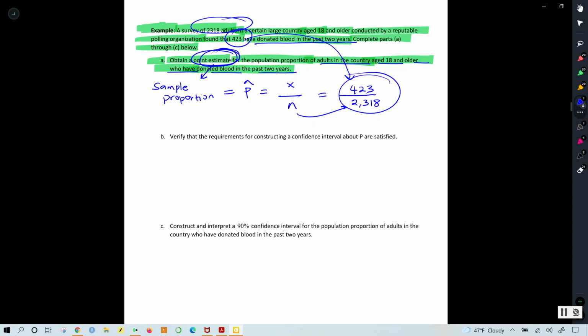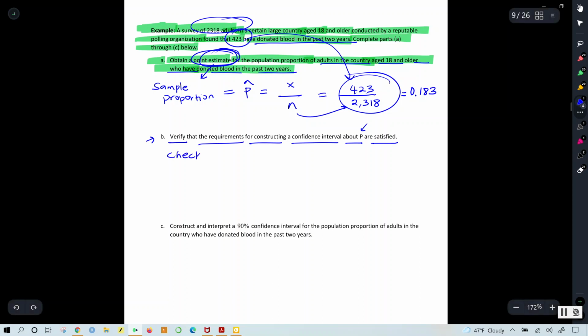So with that concluded, if we like, we can always round this off to a number of decimal places. So I have 0.1825 if we want. If we decide to take it to just 3 decimal places, this will be 0.183. Then question B, verify that the requirements for constructing a confidence interval about the population proportion are satisfied. That will require that we check if the answer for n times p-hat times 1 minus p-hat is at least 10. So let's proceed to check if this condition is met.